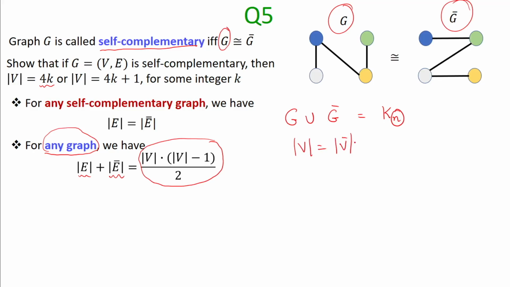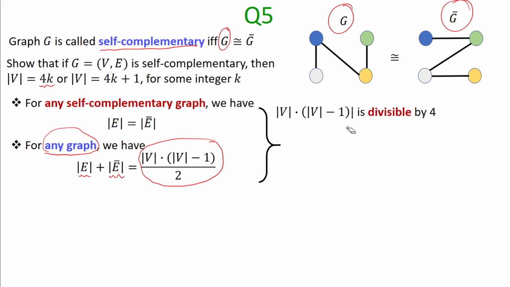okay, in the graph G. So remember, the number of vertices in G and G complement will remain the same. You don't take the complement with respect to the vertex set. The complement is with respect to the edge set. Okay, so we know these two facts. One fact that is true for every self-complementary graph and another fact which is true for every graph.